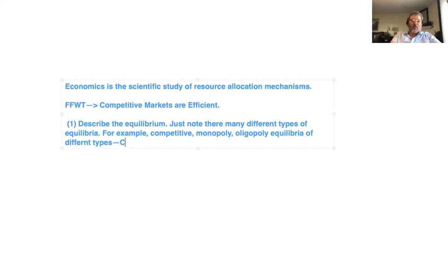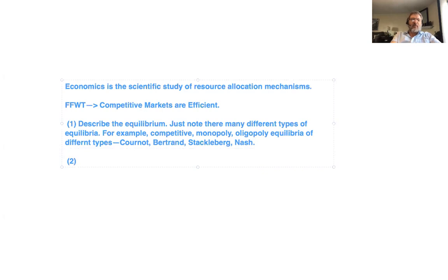You have what we will call a Cournot equilibrium. There's a Bertrand equilibrium. And there's a Stackelberg equilibrium. You'll all learn about all of these things this semester. And there's also a general Nash equilibrium. So there are lots of different types of equilibrium, or equilibria, excuse me. And it's our job to know, based on the setting, which type of equilibrium best describes it.